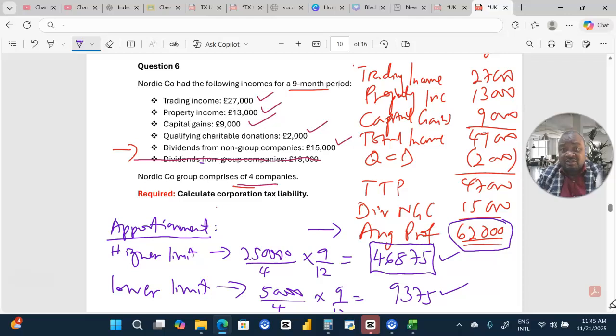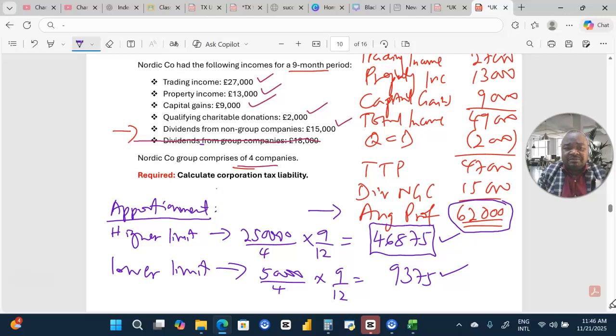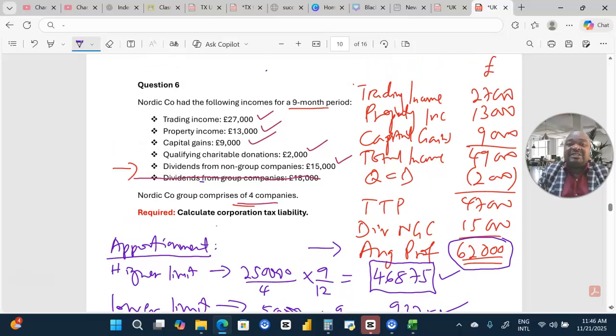Sometimes in the examination, they would ask you to determine the amount of marginal relief available. And sometimes they put a 0 and some other figures. Yes, sometimes the answer 0 applies. So in this case, there's no marginal relief. So marginal relief is 0, or no marginal relief is available. Why? Because the augmented profits are higher than the revised upper limit.